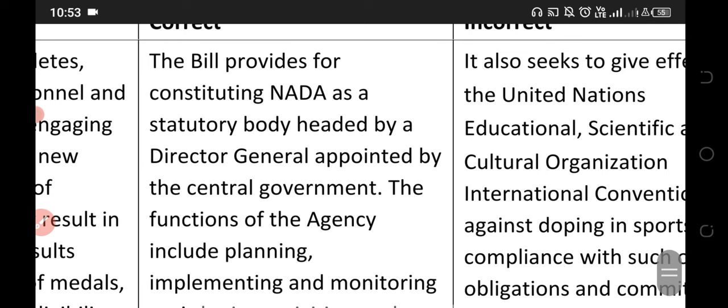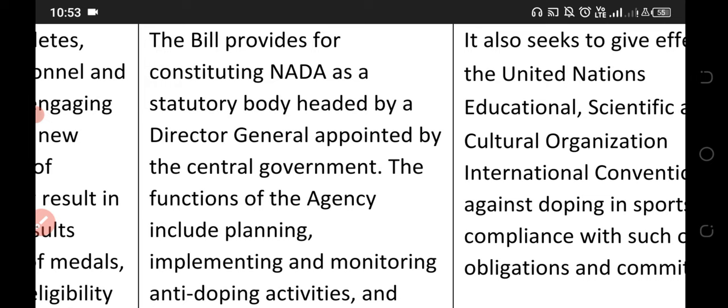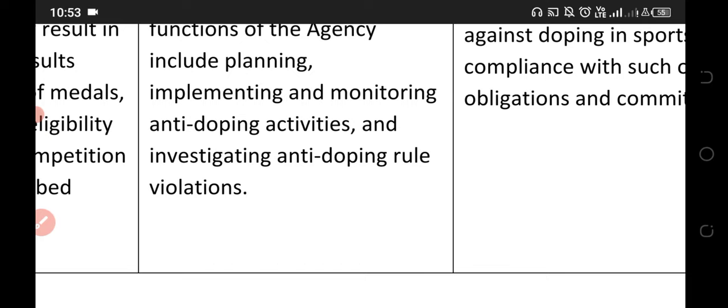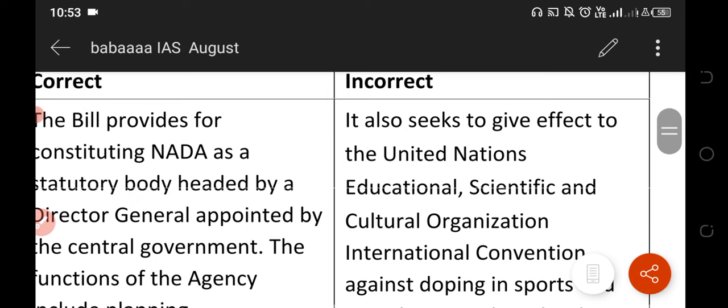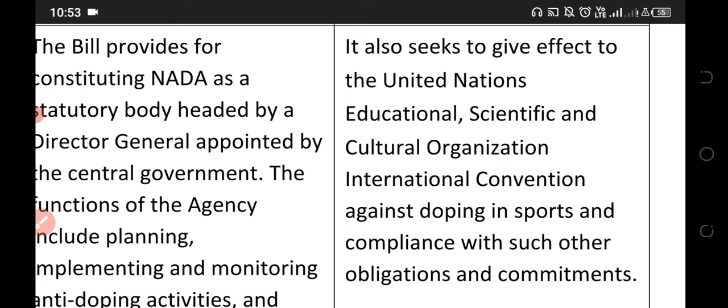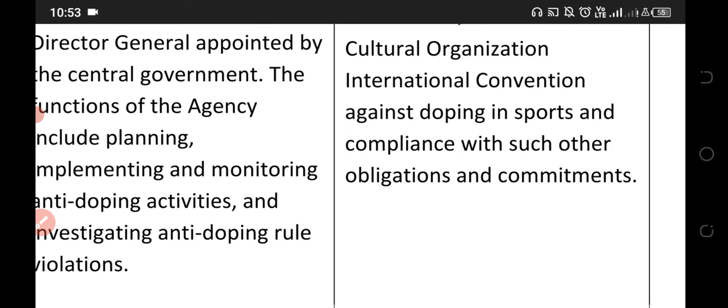The bill provides for constituting NADA as a statutory body headed by the director general appointed by the central government. The functions of the agency include planning, implementing, monitoring anti-doping activities and investigating anti-doping rule violations. It also seeks to give effect to the United Nations Educational, Scientific and Cultural Organization convention against doping in sports and compliance with such other obligations and commitments.